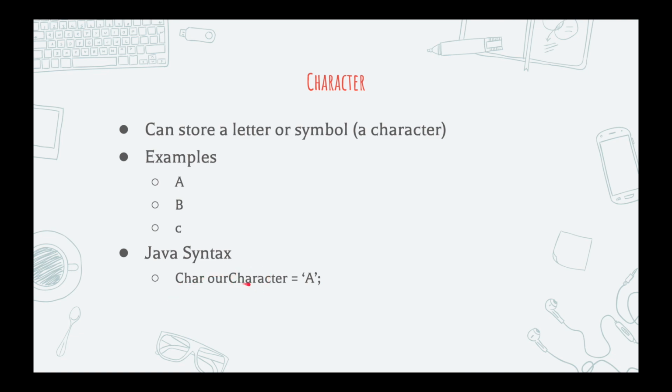Our character is equal to, then we have one quotation mark, then whatever we want the character to be, and then we have a closing one, only one, basically an apostrophe. And then a semicolon. The reason why is that specifies that we're storing a character. We can only have a character within those single quotes.